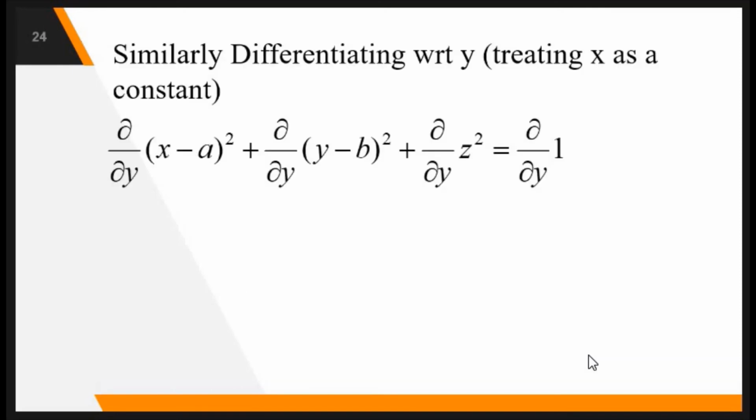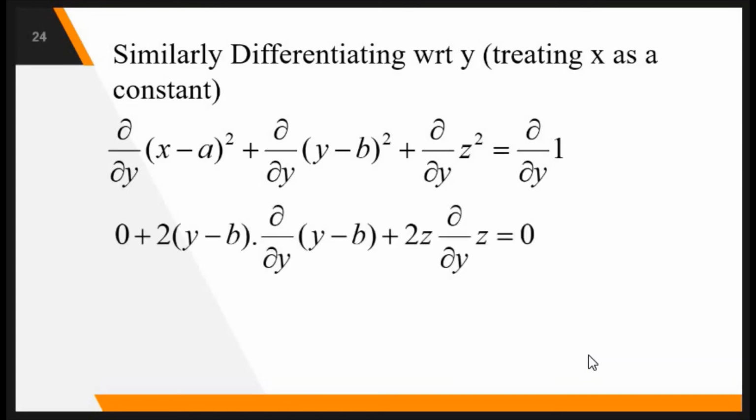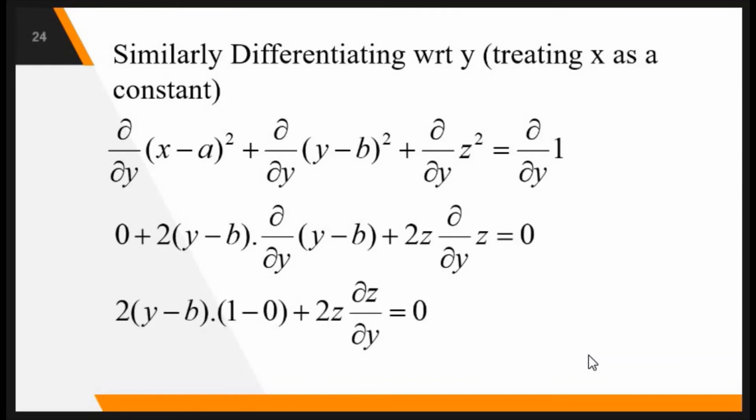Similarly, differentiating the equation with respect to y. Each term I have differentiated with respect to y. You know x and a are constant, so the first term will become 0. Y minus b whole square differentiation is 2 into y minus b into, again you have to differentiate y minus b, plus z square differentiation is 2z, and z you have to differentiate again, dou z by dou y, equal to 0. So that is 2 into y minus b into differentiation of y, which is 1, minus differentiation of b, which is 0, plus 2z into dou z by dou y equal to 0. We have to only simplify that further.